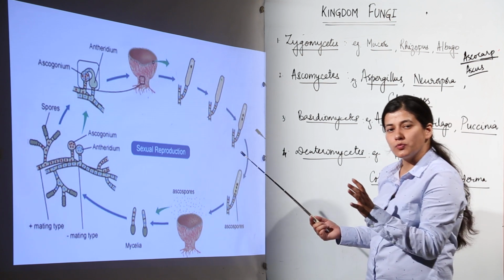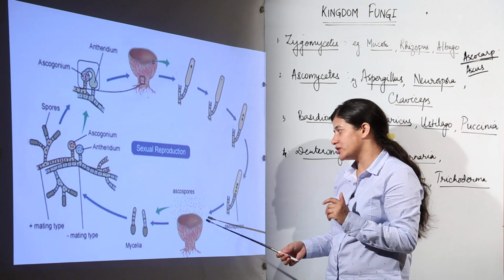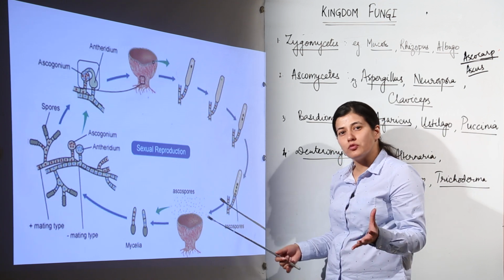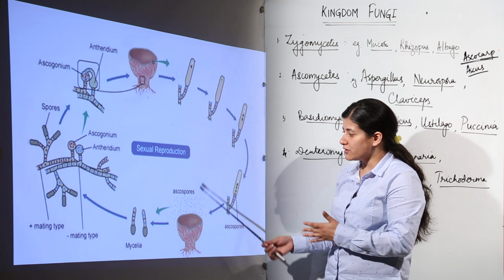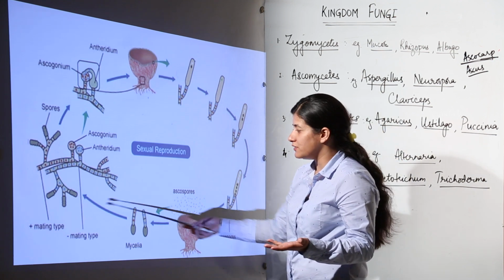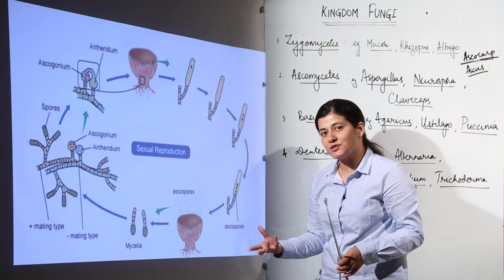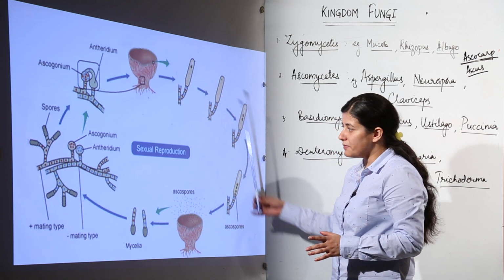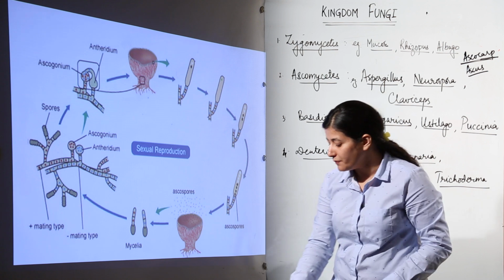When 8 ascospores are formed inside each ascus, the ascospores are released. When the ascospores are released, they are going to give rise to new mycelium, which would further act as positive and negative later on for the next mating cycle. So this is about the sexual reproduction.